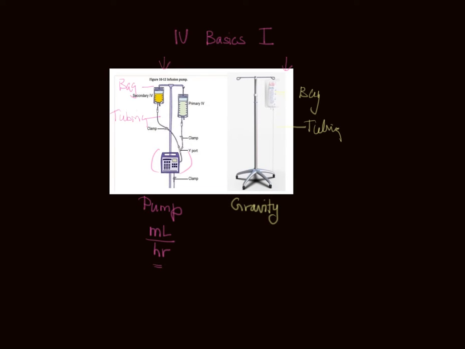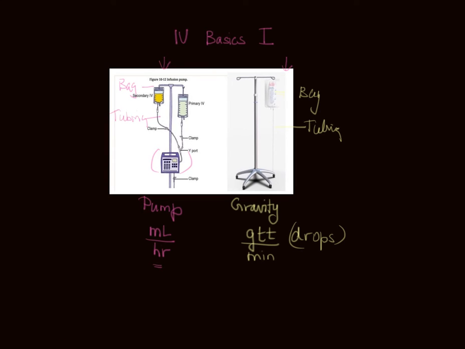So when you see an IV question that runs on gravity, your final answer is going to be GTT per minute, and the GTT is nothing but drops per minute. Since there is no electric pump to regulate the IV, the nurse will do it, and therefore you will manually count drops per minute. So these are the two IV systems you're going to encounter.